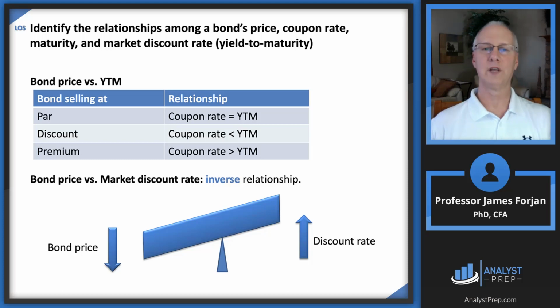All right, so if the yield to maturity rises above the coupon rate, then the bond will sell at a discount. If the yield to maturity falls below the coupon rate, then the bond will sell at a premium. And so there's a good little seesaw at the bottom. When the discount rate, look on the bottom right there, when the discount rate or the yield to maturity goes up, bond price has to fall. So there's an inverse relationship between prices and yields.